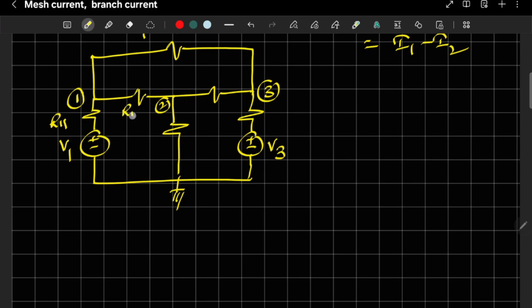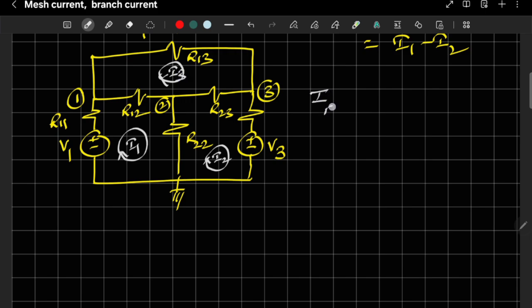It is R11 for example. It is R12, it is R22, it is R23, it is R13. Then I have given the mesh currents in the clockwise direction, like this. Okay. Then what I told, R11 is equal to I1 alone, because R11 is related to only mesh 1. So in that case, mesh current is equal to branch current. Okay. And current through V1 is also simply I1.